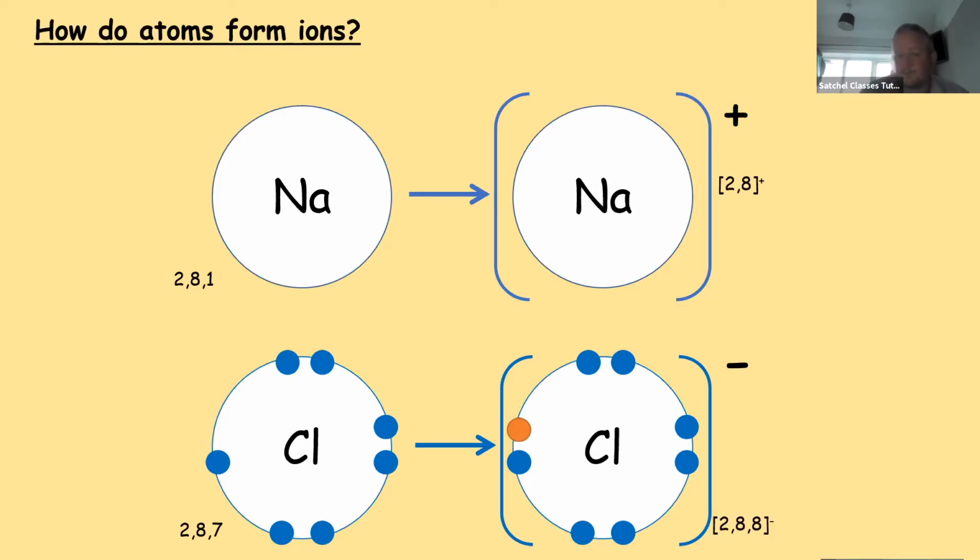We can also write the shell electronic configuration. So for sodium, it's gone from 2,8,1 on the left to 2,8+ on the right because it has lost the electron. For chlorine, we can say from 2,8,7 on the left to 2,8,8 minus on the right because it's gained an electron and now it's negatively charged.